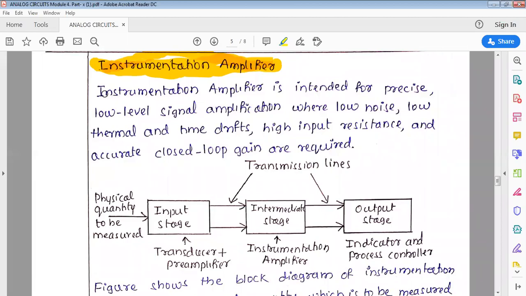Now, the instrumentation amplifier is intended for precise low level signal amplification where low noise, low thermal and time drifts, high input resistance and accurate closed loop gain are required. So whenever I need precise low level signal amplification, high input resistance and accurate closed loop gain, I'll be using this instrumentation amplifier.